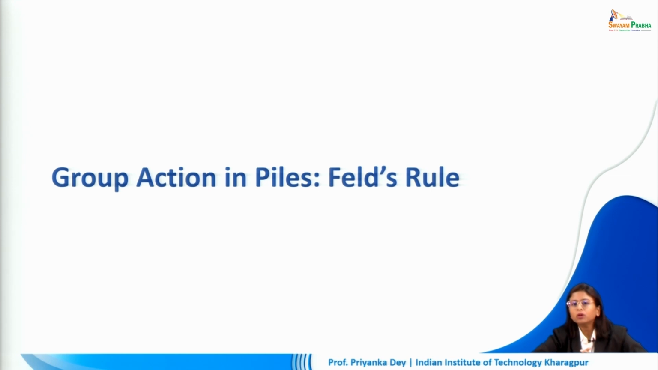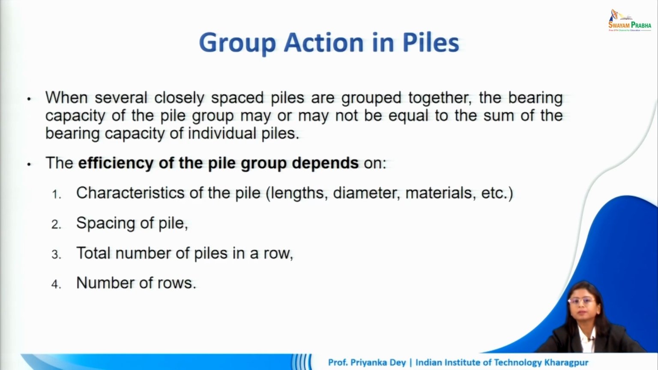There is something called Feld's rule, which helps us understand the efficiency of a group of piles. Let's take a look at that. Now whenever there are several closely spaced piles acting together, the bearing capacity of the pile group may or may not be exactly equal to the sum of the bearing capacity of individual piles, because there is a group action that is happening between all of them. So they are holding hands in a particular order, and that will not ensure equal efficiency from all of them.